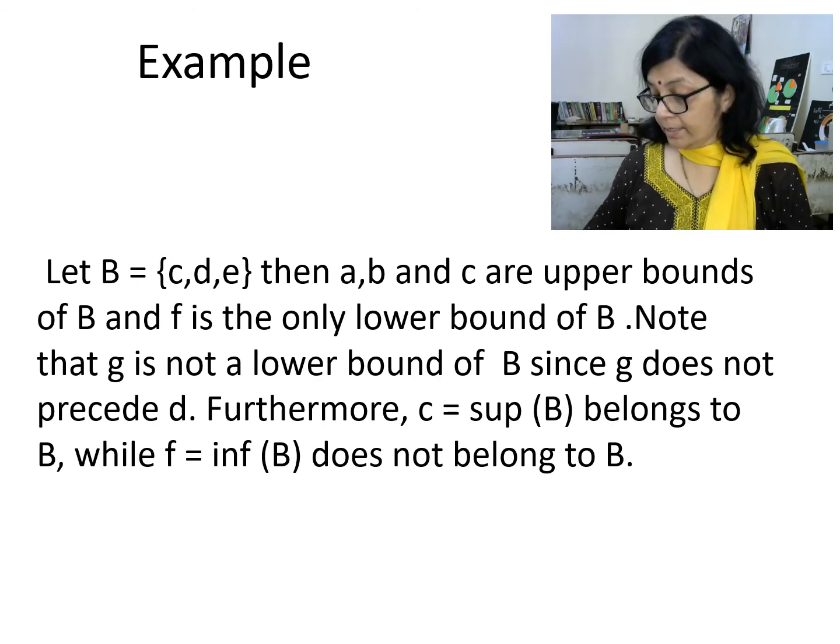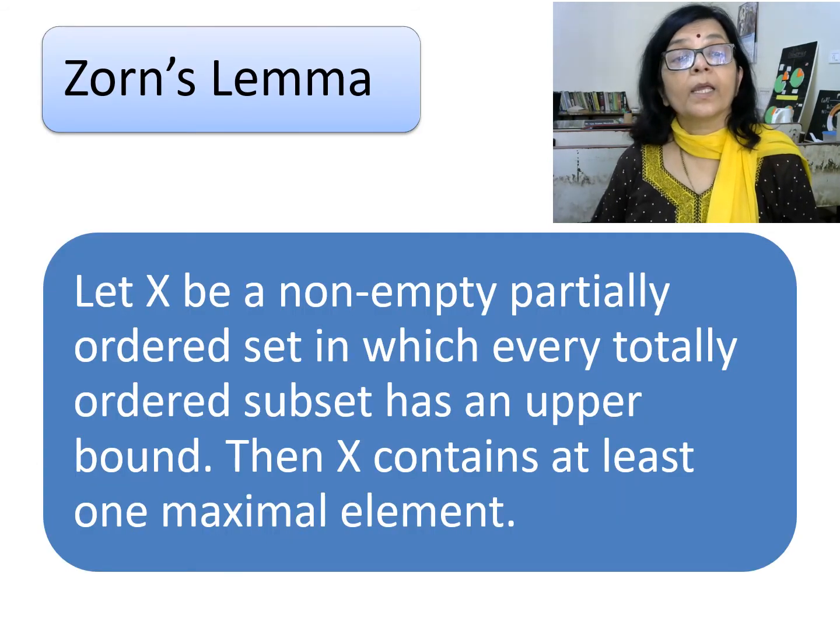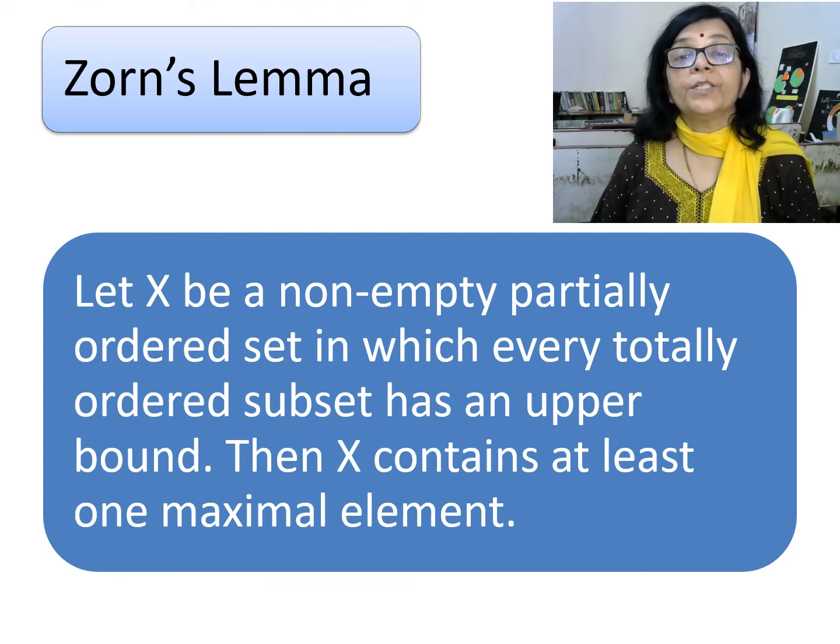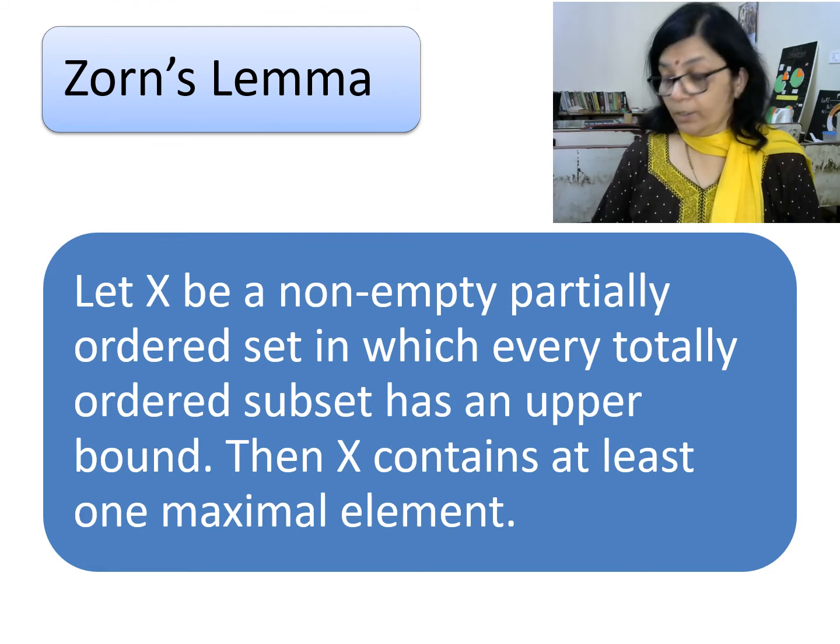Let X be a non-empty partially ordered set in which every totally ordered subset has an upper bound, then X contains at least one maximal element. This is called Zorn's lemma.